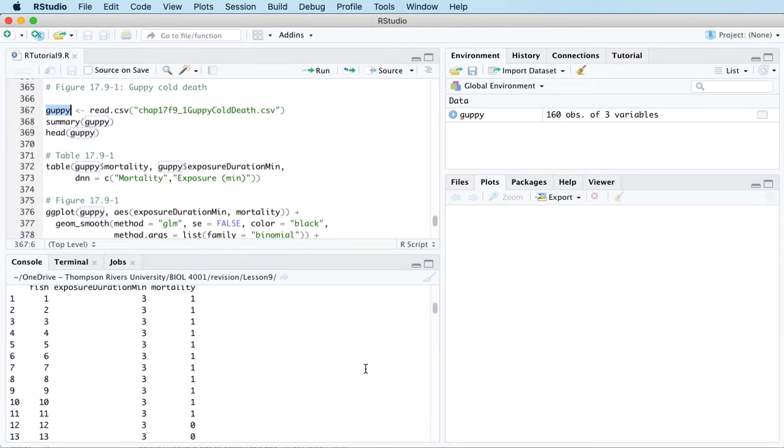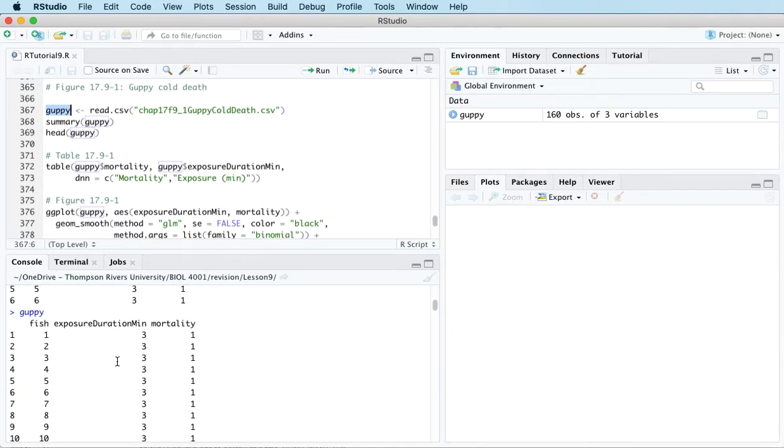This is an experiment where 160 guppies were exposed to treatments of either 3, 8, 12 or 18 minutes of exposure to a temperature of 5 degrees Celsius. And then the outcome was whether the guppy survived or died. This mortality variable here is equal to 1 if the guppy died and 0 if the guppy survived.